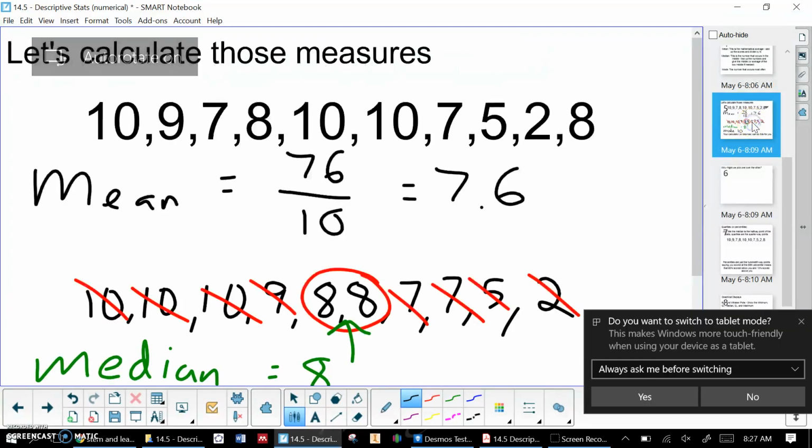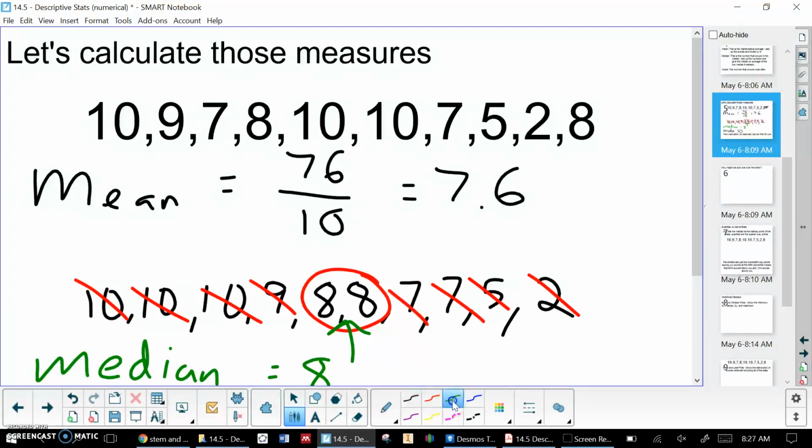If we look back at our data here, we notice that this 2, and to some extent this 5, are a lot different than most of the numbers. Besides those two people, everybody scored a 70%, a 7 or above. And without those two people, this class would have been a lot higher as far as the average.